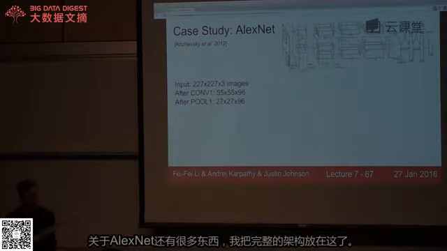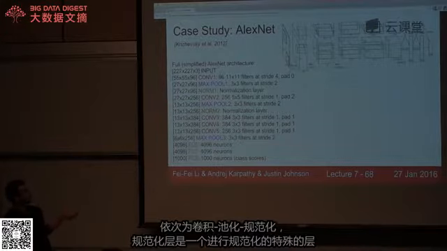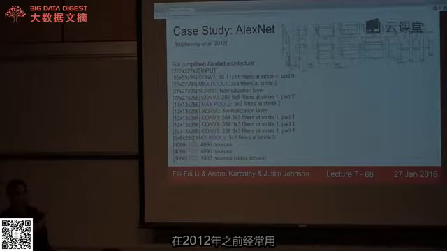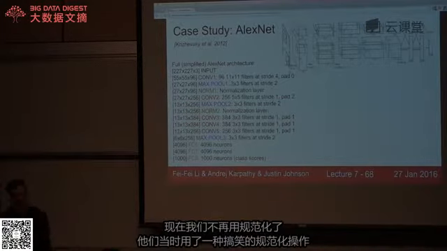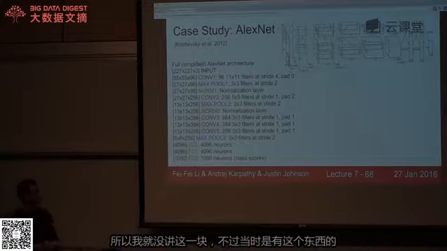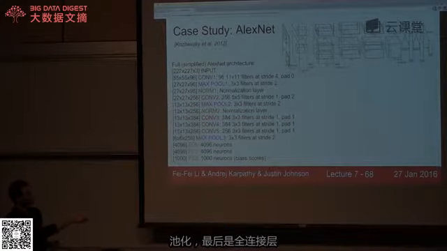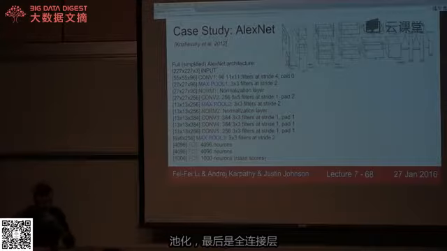So there are many other things in AlexNet. I'll actually put down the full architecture. So we have conv, pool, norm. Norm is a special normalization layer that used to be used around 2012 at the time. Now we don't actually use normalization layers anymore. They were doing a particular kind of funny normalization operation that we don't use anymore because it doesn't actually give any improvements. So I didn't cover it, but there was a normalization layer at the time. So conv, pool, norm, conv, pool, norm, conv, pool, and then fully connected 6, 7, 8, and so on.